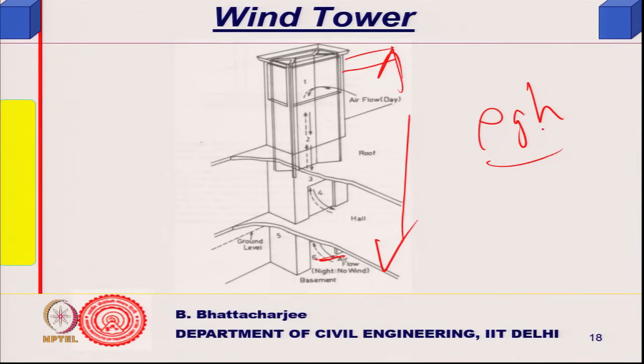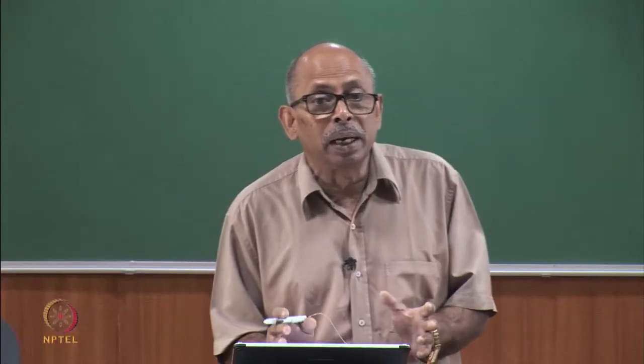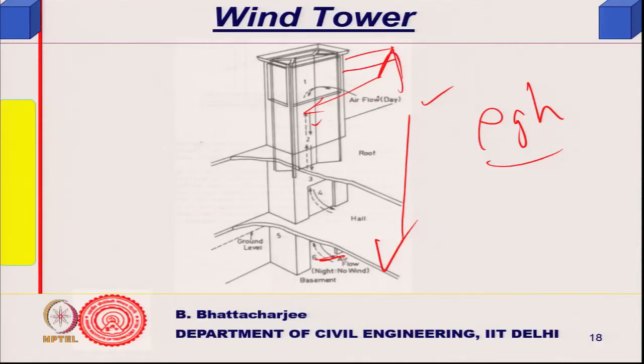Rho g h. Now here rho outside and rho inside would be different, right, depending upon the outside air condition, because if it receives radiation and gets heated up, the inside air will also be heated up, right. So inside air also will get heated up.